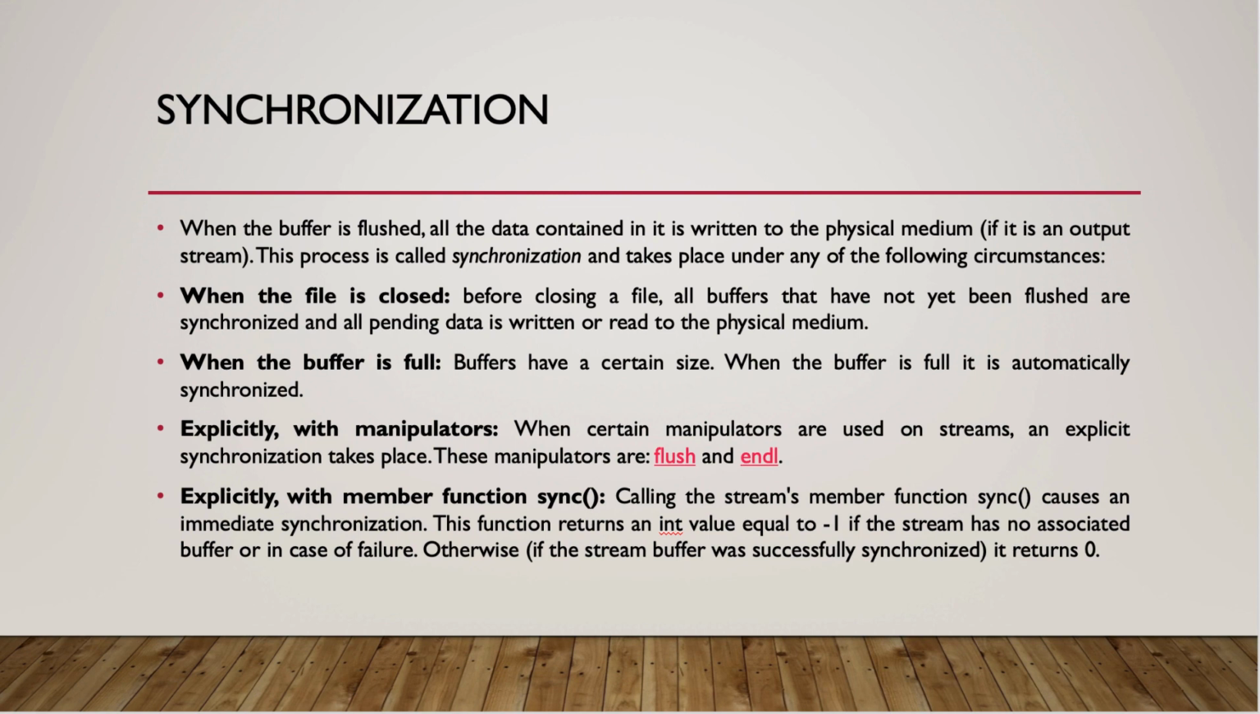So either you use flush or endl, and at that point synchronization happens, or it can happen explicitly with the member function sync. Calling the stream's member function sync causes an immediate synchronization. This function returns an integer value equal to -1 if the stream has no associated buffer or in case of failure. Otherwise, if the stream buffer was successfully synchronized, it returns 0.